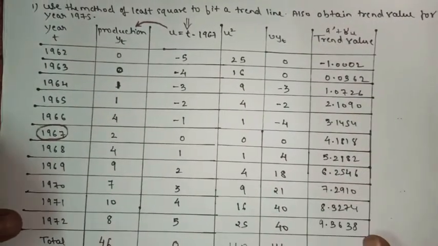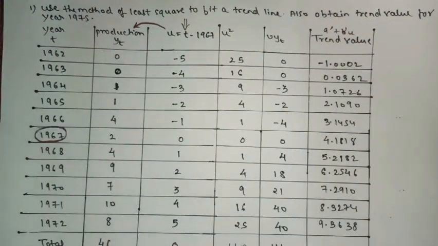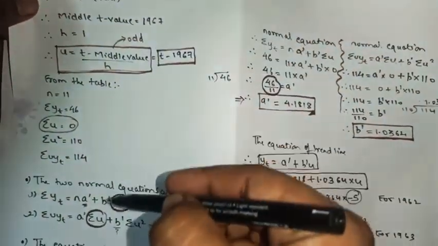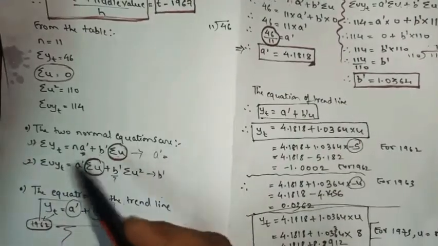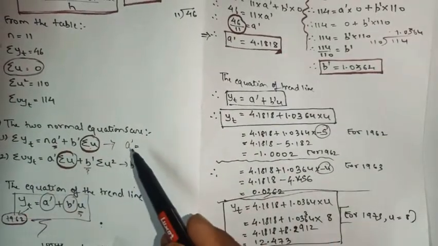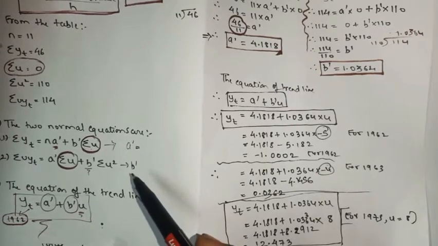So now listen here, once again I will explain. First you will draw the table, after you will find all the values, you will use these two formulas in which you will get the value of a dash and b dash.